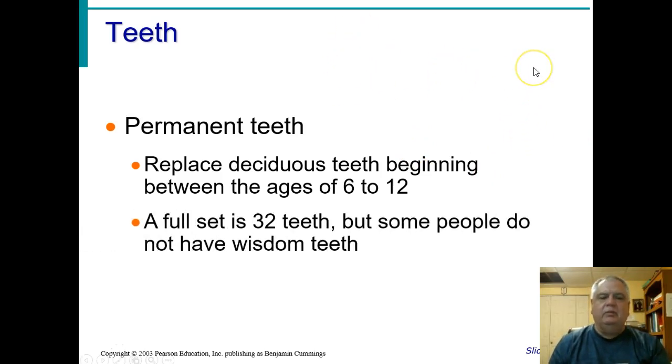A full set of permanent teeth is 32, but some people don't have wisdom teeth. And for most people who do have wisdom teeth, we wind up getting them taken out because they don't fit in very well. So if you do have your wisdom teeth in, you have a full set of 32 teeth in your mouth. But if you've had your wisdom teeth removed, then you have 2 on the top, 2 on the bottom removed, and you're going to have 28.